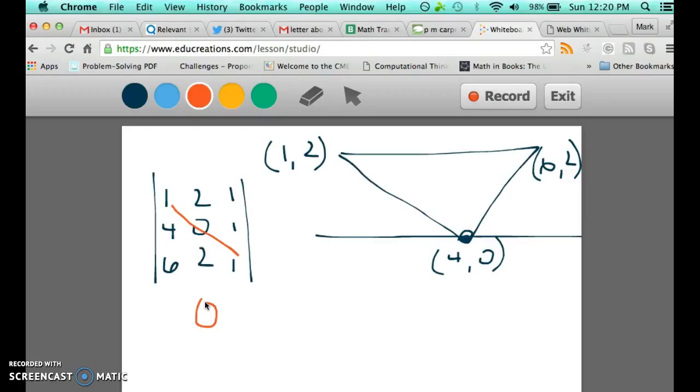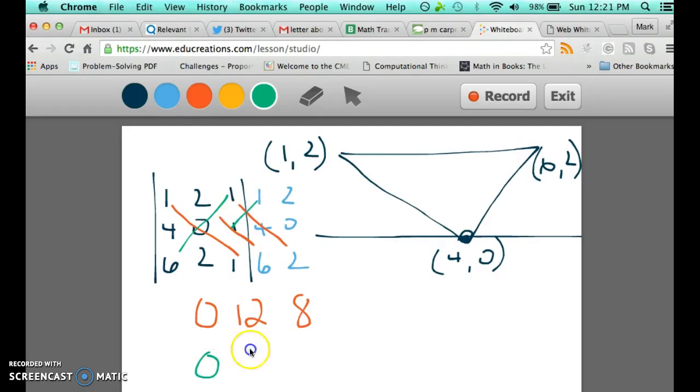And then I have to copy the next 2 rows over here. Like this is going to be 1, 4, 6 again. This is going to be 2, 0, 2 again. So I can go down and get 3 values again. So 2, 1, 6 gets me 12. And 1, 4, 2 gives me 8. And then my up diagonals, 6, 0, 1 is 0. 2, 1, 1 is 2. 1, 4, 2 is 8. So altogether, my determinant is 20.